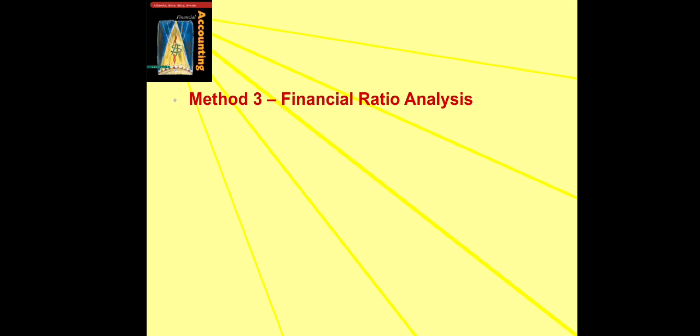Okay, you can read about that in the lecture notes, and also you can watch the previous lecture. And then in this topic, you have learned 3 methods that can be used to do financial statement analysis. Actually, there are many methods that can be used, but in this course, you have to learn only 3 methods. The first one is vertical analysis. The second one is horizontal analysis, and this is the third method. This method is called financial ratio analysis.